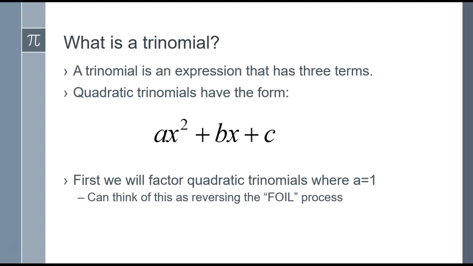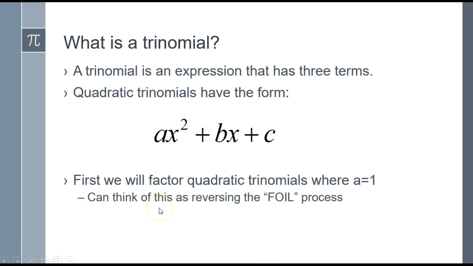So this can be quadratic if either the bx or the c are 0, if they're missing, but it wouldn't be a trinomial anymore. But to be quadratic, you have to have a power of 2 as your highest exponent, and to be a trinomial, you have to have three terms. So first, we're going to look at the case where the coefficient of the x squared term, what we call a, and you'll see this over and over again as you move through algebra, is a 1. That's actually the easiest case of this.